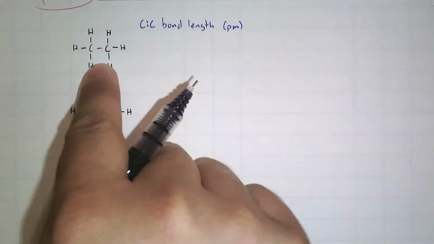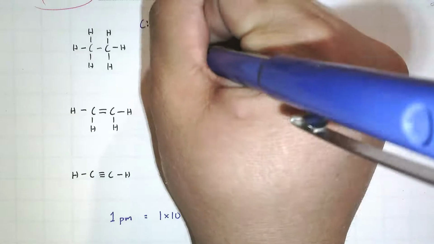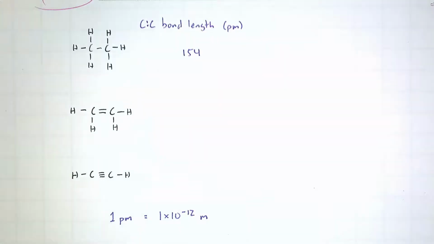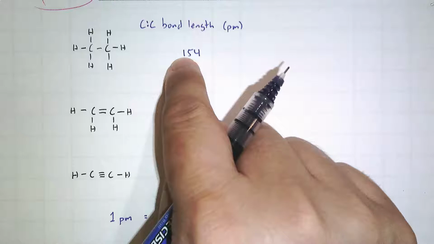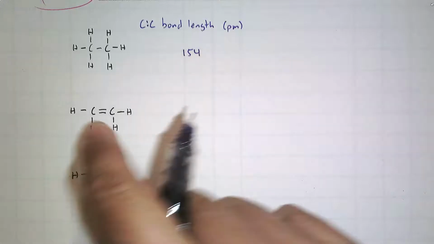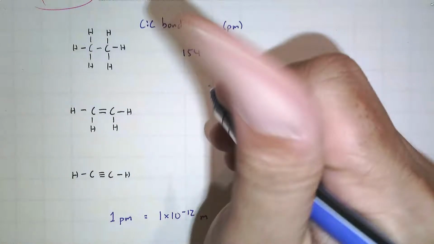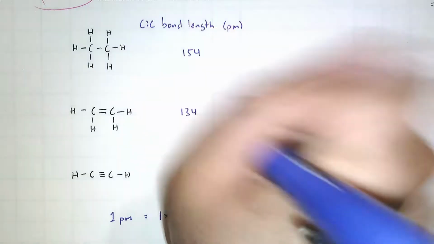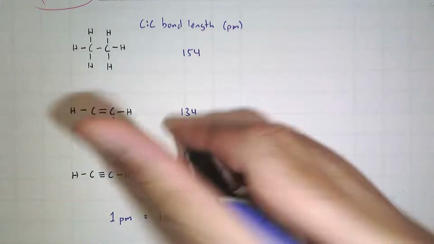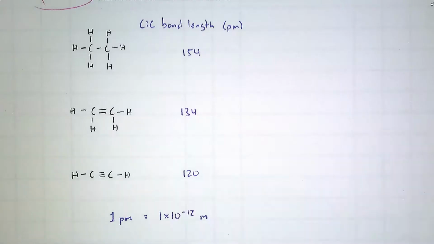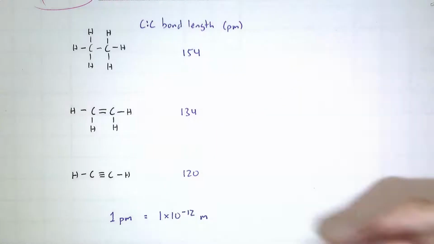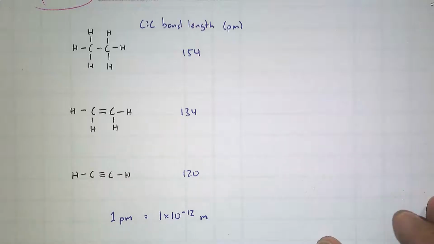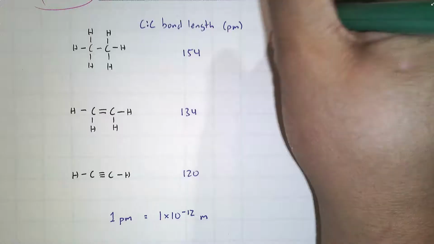And for this carbon-carbon bond up here, it is 154 picometers. What is that? That's 0.154 nanometers. When we have a double bond, it gets shorter, and it goes to 134 picometers. And a triple bond gets even more short, 120 picometers. I'll explain briefly why the bond length drops as you add more bonds between the two atoms you're looking at. But before that, let's look at bond strength.